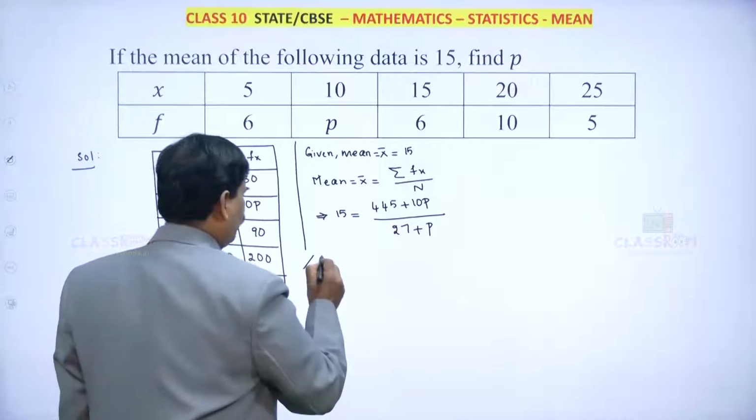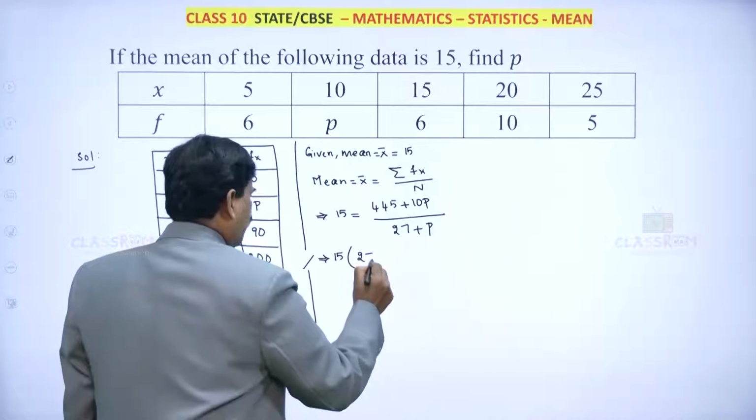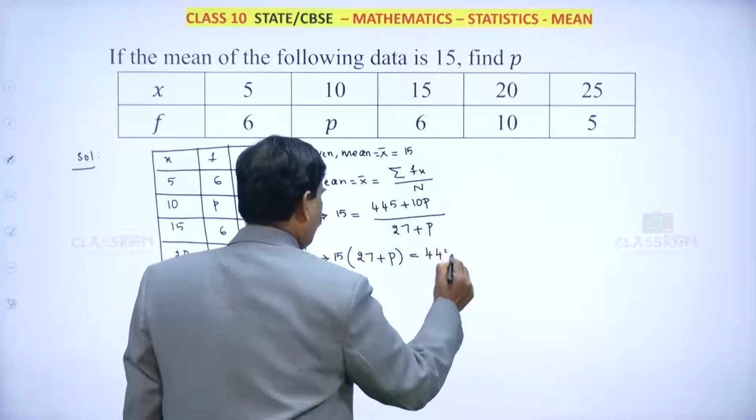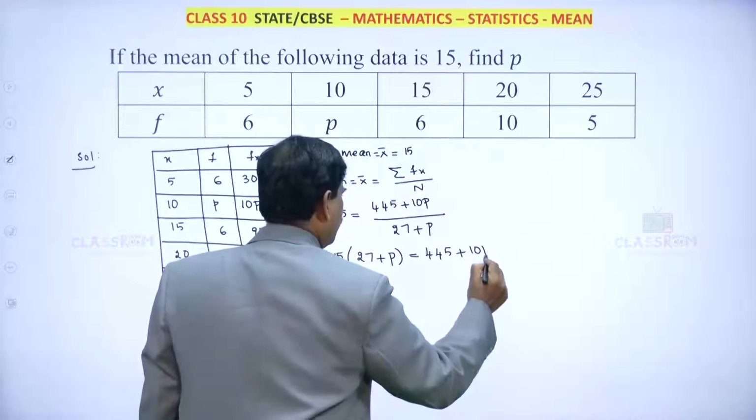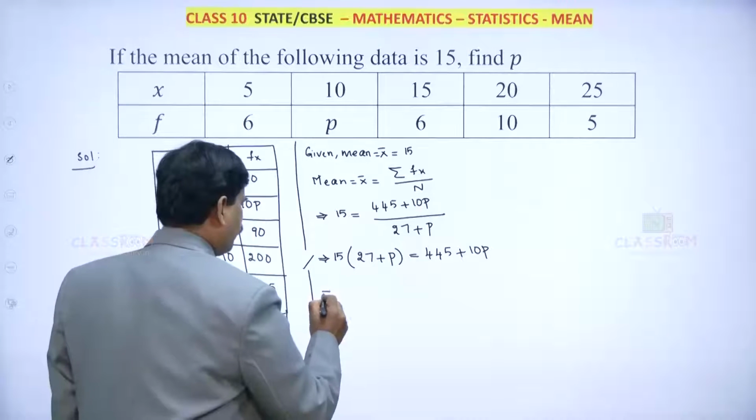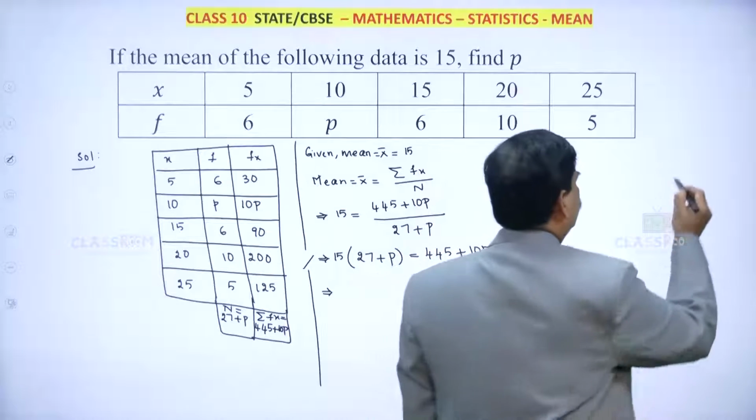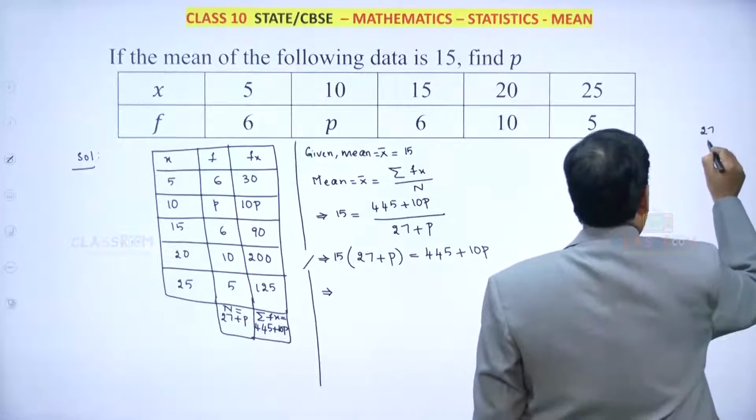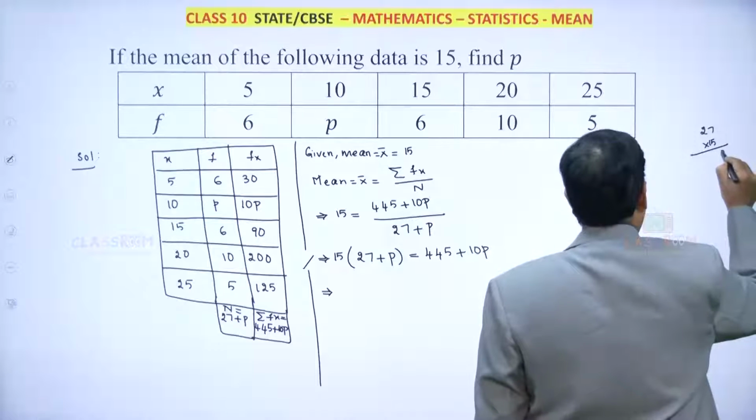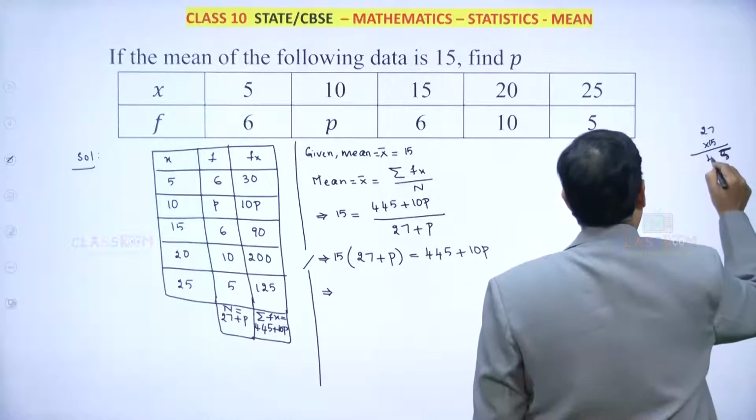Now get that 27 plus P this side, children. 15 of 27 plus P is equal to 445 plus 10P. Is it clear? So now multiply. 27 into 15. 15 7s are 105, 10 left. 15 2s are 30 plus 10, 40.